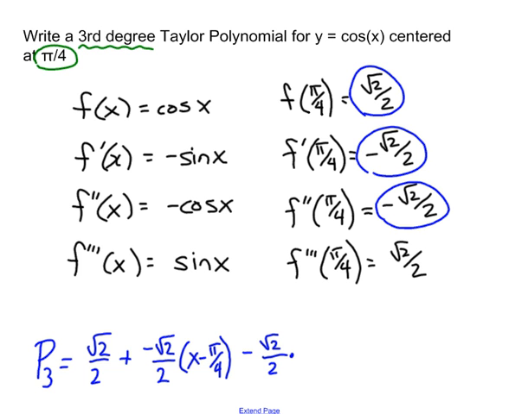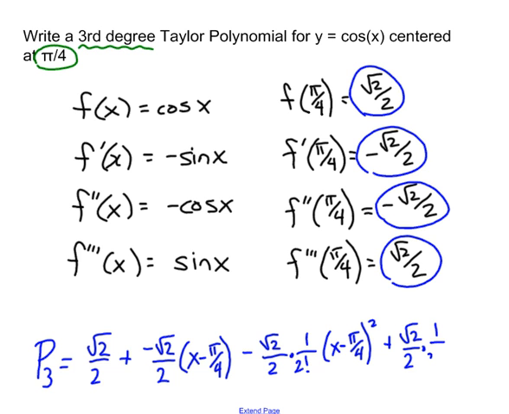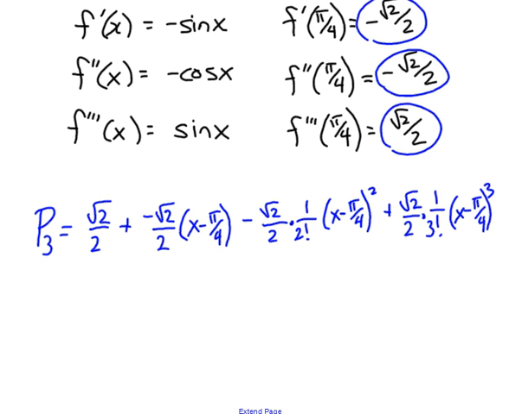So we're going to multiply this by 1 over 2 factorial. Same thing as dividing by 2 factorial. x minus pi over 4 squared. And then our last one, the third derivative from here, we've got root 2 over 2. We have to divide this one by 3 factorial, so times 1 over 3 factorial, x minus pi over 4 cubed. All right, so we've written our third degree Taylor polynomial.